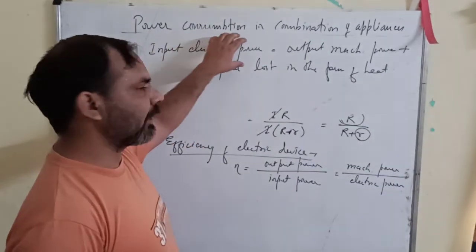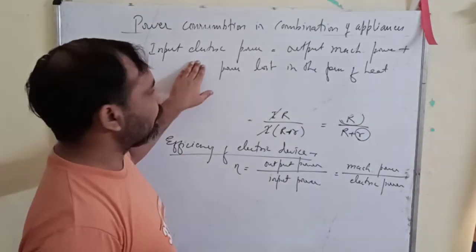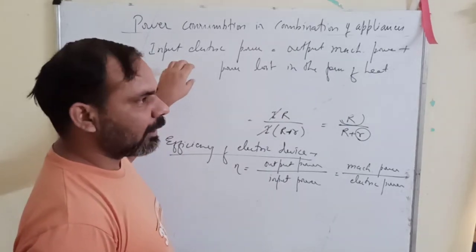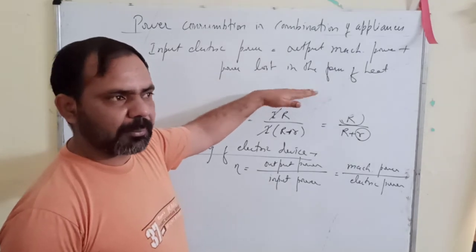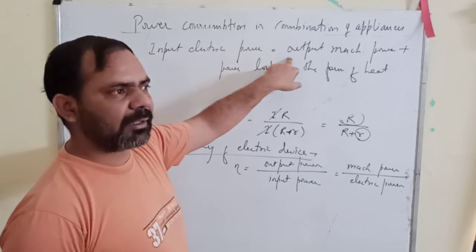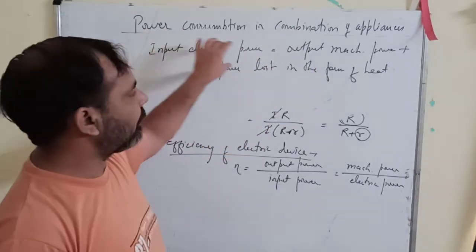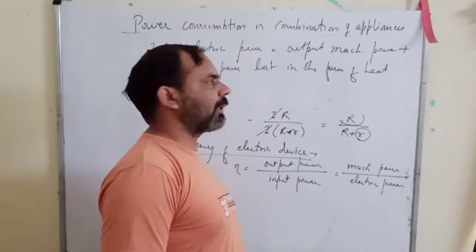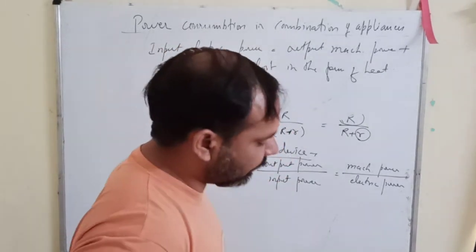This is just an application of the law of conservation of energy. The input you have given in the form of electrical energy, some part of this input will be lost against the friction in the form of heat, and with the rest part it will do the work for us. So the input electrical power is equal to output mechanical power plus the power lost in the form of heat. This is the relation between them.